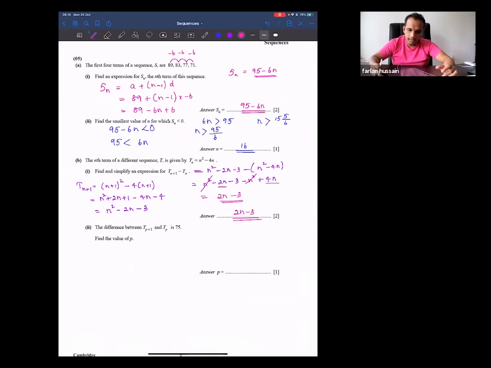And the last part of it: the difference between the p plus 1 term and the pth term is 75. Find the value of p. The difference between the n plus 1 term and the nth term is 2n minus 3, so the same thing applies here, just replace n with p. It's going to be 2p minus 3, and that difference is equal to 75. So 2p is equal to, bringing the minus 3 to the other side, 75 plus 3 is 78. So p is 78 divided by 2. That's 39.